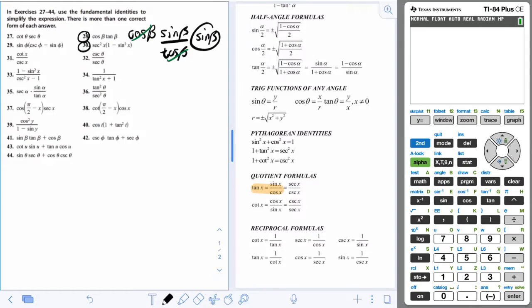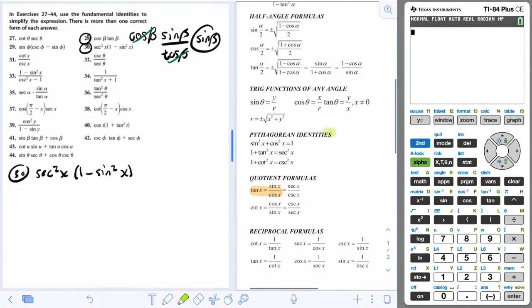For something like 30, we can go ahead and do that. So I'll just come down here. So secant squared times 1 minus sine squared. Now again, you see something like a 1 and a sine squared, or a 1 and a cosine squared, or a 1 and any trig function squared. And immediately what we should be thinking is our Pythagorean identities. So what I'm going to do is rearrange one of my Pythagorean identities so that it looks like what I have here. So again, if I subtract sine squared from both sides, I end up with 1 minus sine squared is equal to cosine squared.